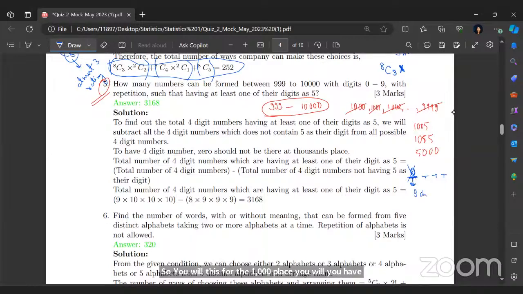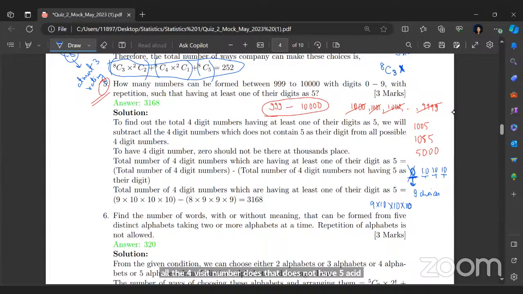9 choices. And for the 100s, 10s and ones place, you have 10 choices, right? So total how many 4-digit numbers can you make? That would be 9 times 10 times 10 times 10, right? So these many 4-digit numbers you can make, and that is 9 times 10 times 10 times 10, minus you want all the 4-digit numbers that do not have 5 as a digit, right?